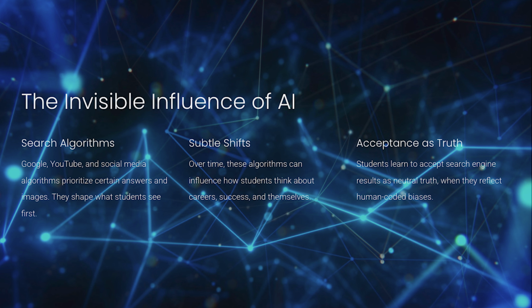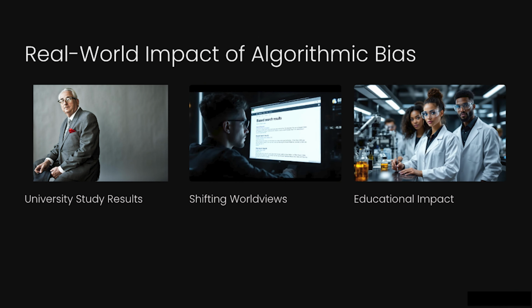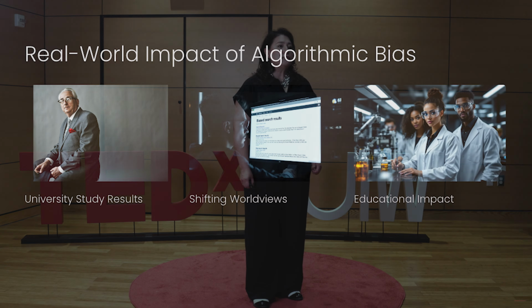Every time we use Google, YouTube, or social media for learning, there's an algorithm in the background, quietly shaping what we see. These algorithms prioritize certain answers, images, or posts, and over time, they can subtly influence how students think. For example, a University of Washington study found that image searches for jobs like CEO significantly showed fewer women than in reality. And seeing those biased results actually shifted people's worldviews.